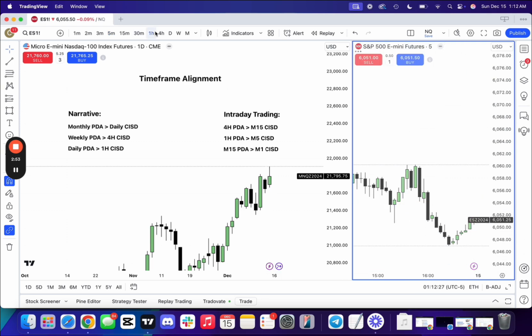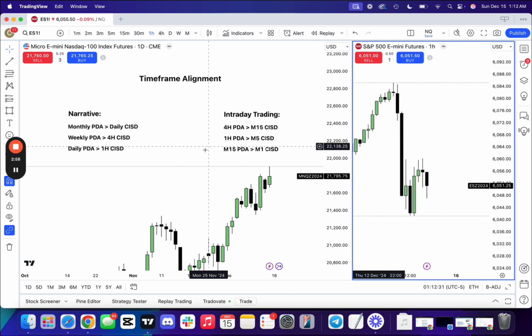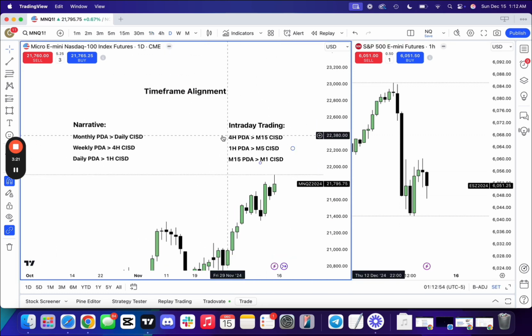It's just very important that you're aligning your time frames so you're not trading a 1-minute change in state of delivery out of a weekly PD array. That makes absolutely no sense. Again, 15-minute PD array, 1-minute change in state of delivery; 1-hour, 5-minute; 4-hour, 15-minute; daily, 1-hour; weekly, 4-hour; monthly, daily. So screenshot this, do whatever you have to do to save this, but this is exactly how you should be aligning your time frames every single day to take more probable trades and pass your evals.